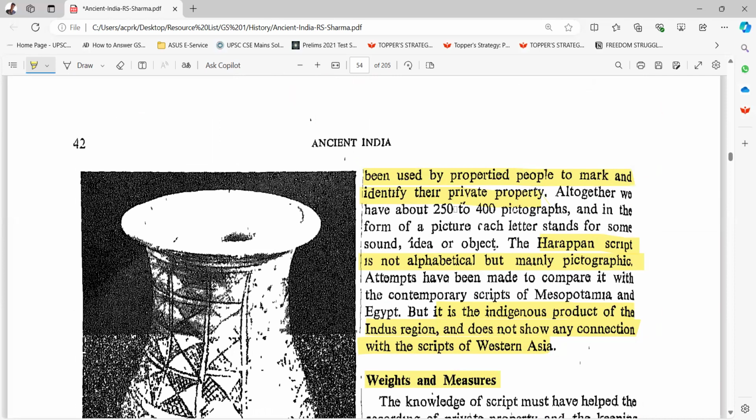Altogether, we have about 250 to 400 pictographs, each in the form of a picture. Each letter stands for some sound, idea, or object. The Harappan script is not alphabetical, but mainly pictographic. Attempts have been made to compare it with the contemporary scripts of Mesopotamia and Egypt, but it is the indigenous product of the Indus region and does not show any connection with the scripts of Western Asia. Okay.